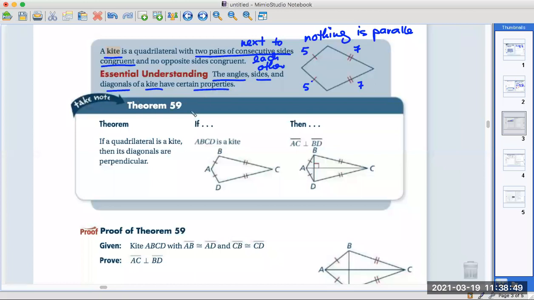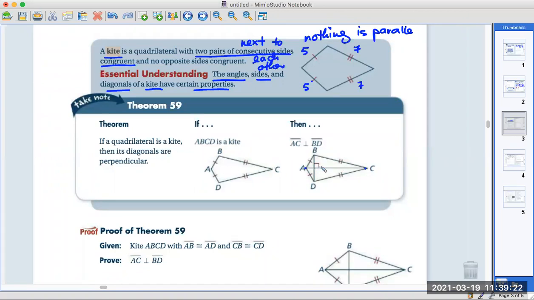Of a kite have certain descriptions, rules, significant parts. If a quadrilateral is a kite, then the diagonals are perpendicular. That means they meet at a right angle. So from here to here is one diagonal, and from here to here is the other diagonal. They're not cutting each other in half. They do not bisect each other. They do not bisect, and yes, they do bisect the angles, these two, and I'll show you later why.